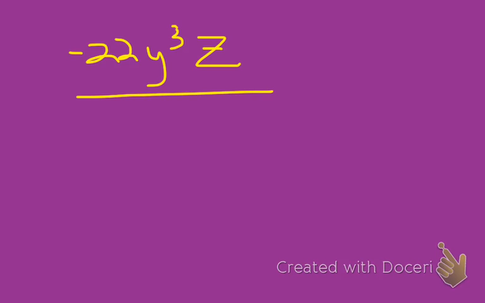Negative 22 y to the third z. Now, when I write my z's, I put a little line in them so that they don't look like 2's, because mine start to look like that after a while. Negative 33 y to the y and z to the third. Very good.